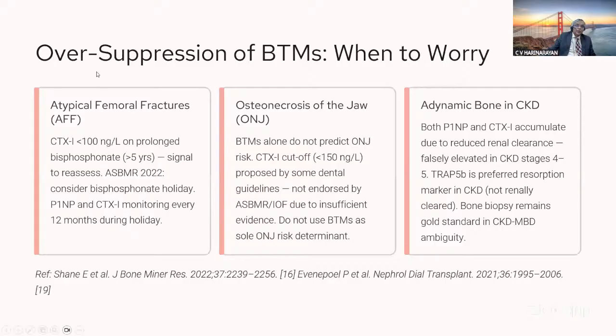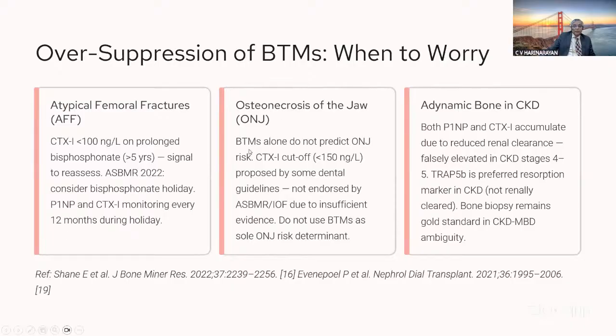Now, overall, over-suppression of bone turnover markers: when to worry. Atypical fracture of the humerus, CTX less than 100 on prolonged bisphosphonate therapy. Signal to reassess. Consider bisphosphonate holiday. P1NP and CTX monitoring every 12 months.